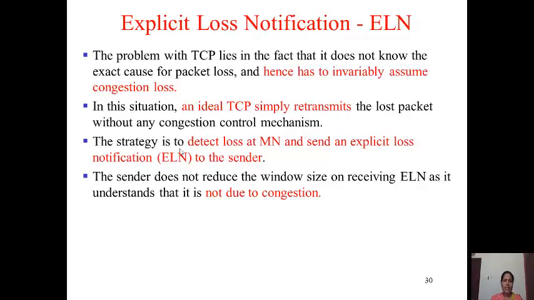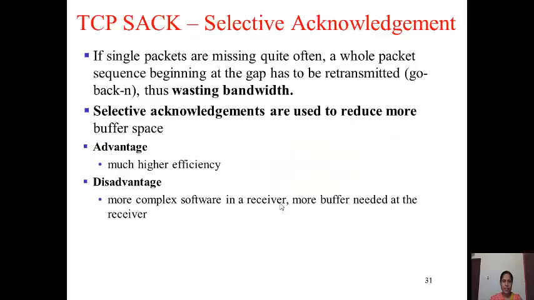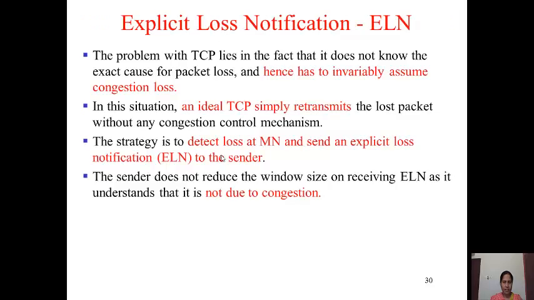So what they do here is simply try to detect the loss at the mobile node. And when they detect that there is a loss at the mobile node, they send an explicit loss notification to the sender. The sender does not reduce the window size on receiving the explicit loss notification, as it understands that it is not due to congestion. It just retransmits, and it clearly understands that there has not been any congestion, and because the packet is lost, it has to go ahead and retransmit. Right? So this is the key concept of explicit loss notification.